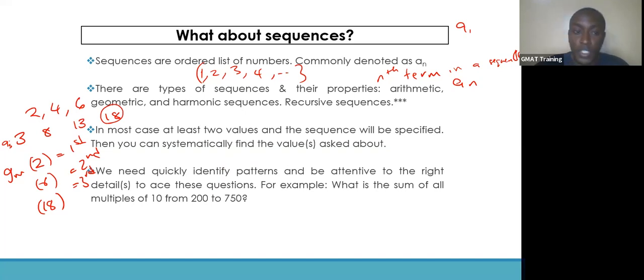For example, what is the sum of multiples of 10 from 200 to 750? Pause the video, give it a try, then I'll jump in and see how this question is calculated.